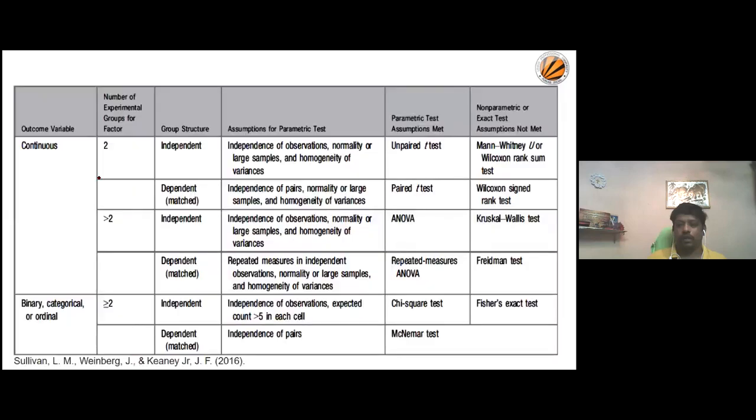For example, we have a continuous variable and binary or categorical variables. With a continuous variable where you have two groups, and these two groups are independent, two different groups, you can use the independent t-test, or what they call the unpaired t-test, if your data is normally distributed or meets the assumptions related to the independent t-test. If it is not normally distributed, you can use the Mann-Whitney test.